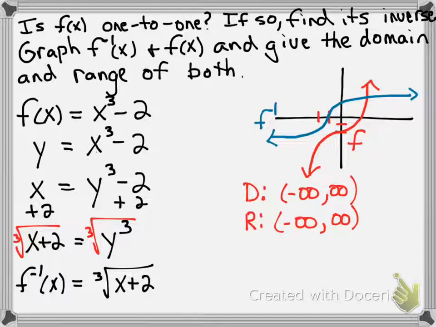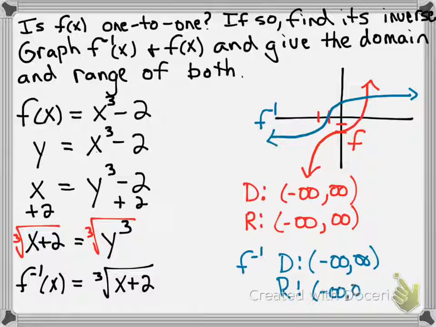Now for the f inverse, the domain of that, it looks like it goes left forever and right forever, so it's also negative infinity to positive infinity. And its range, although this is a little harder to tell, this graph here is going to keep going down, and over here it's going to keep traveling up, although slowly. So its range is also negative infinity to positive infinity.